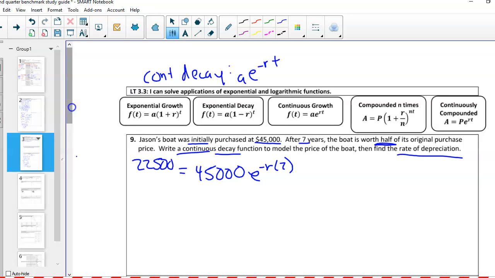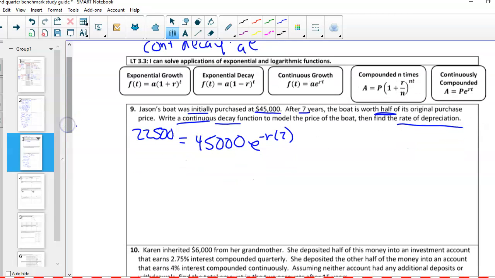So we need to solve this for R. Is that 22,500? No, it's a 7. 22,500. This is your end amount, and it's half of the original.